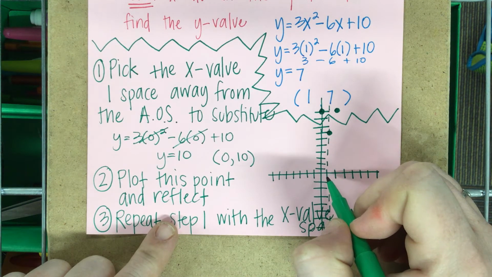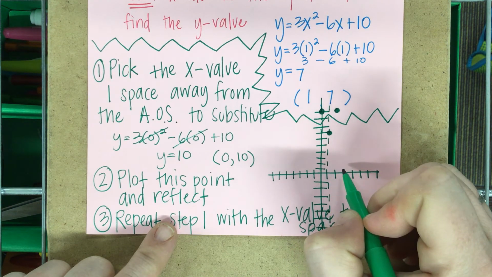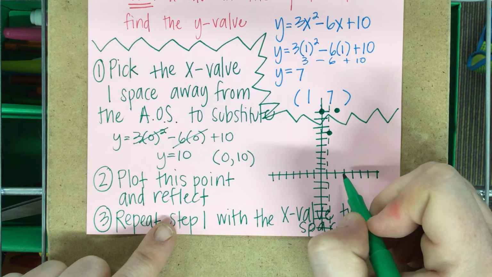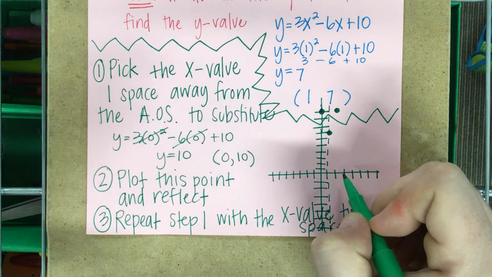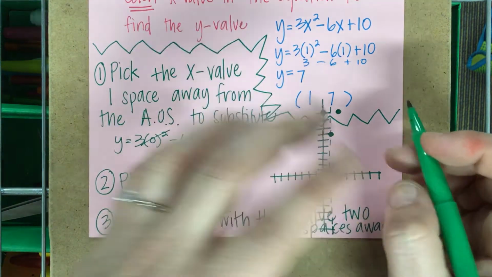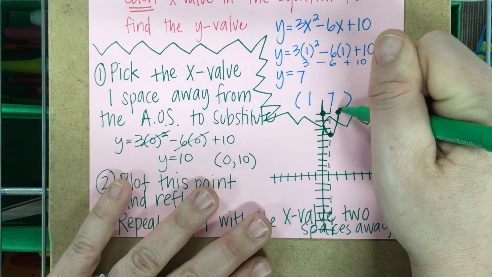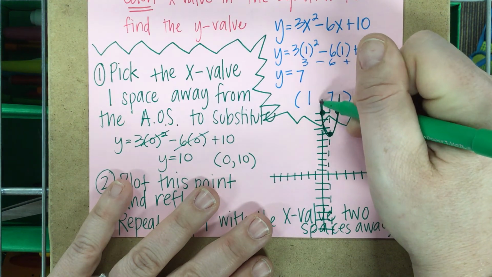What are my 2 options? -1 or I could pick 3. I like to do positive numbers instead of negative numbers just because it makes it a little bit prettier. We're going to run out of room on this graph, but then I have a more parabola-looking parabola.